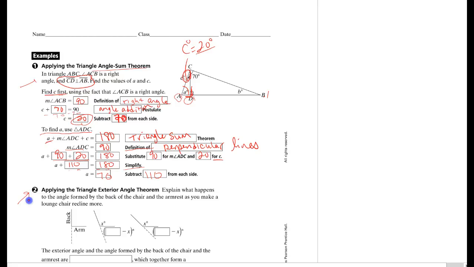Next, example 2. So let's apply the triangle exterior angle theorem. We're trying to explain what happens to the angle formed by the back of the chair and the armrest as you make a lounge chair recline more. So here's the arm of the chair, here's the back, and if we're talking about this angle here, then this whole side here would have to be the 180.